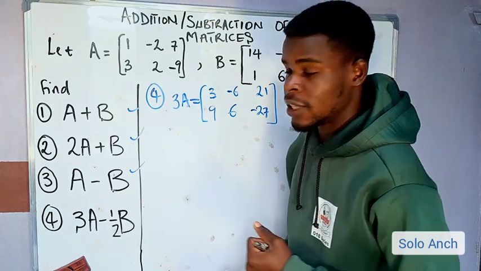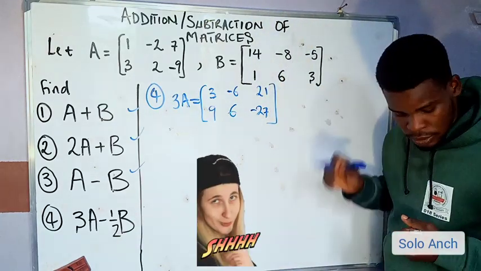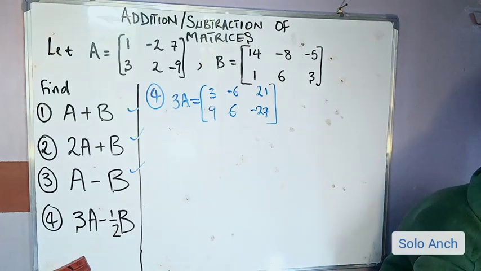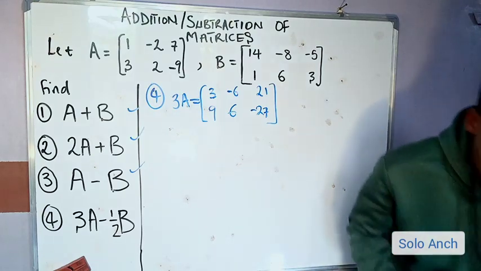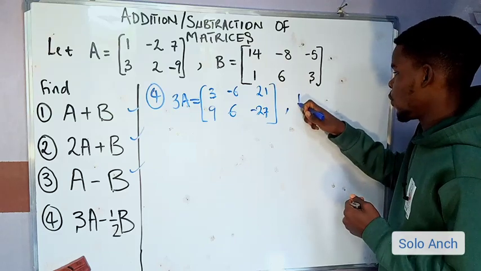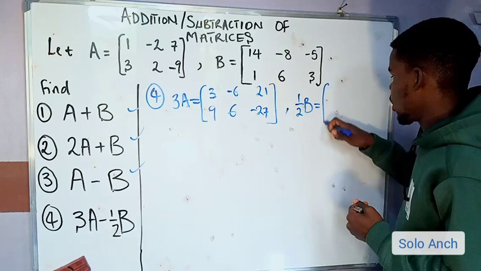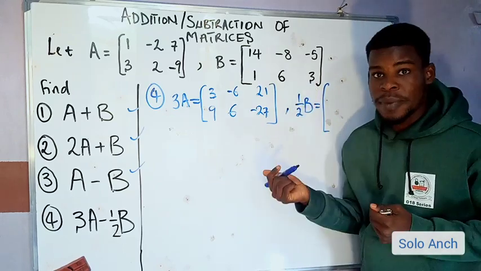Good. Similarly, we are going to multiply matrix B by 1/2. And of course, we're going to be multiplying each of the entries of matrix B by the 1/2. All right, so let me do this. Okay, so this is matrix B multiplied by 1/2.